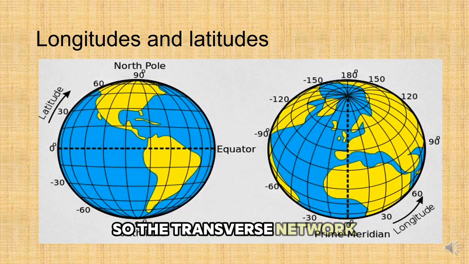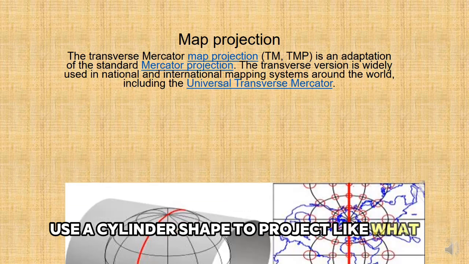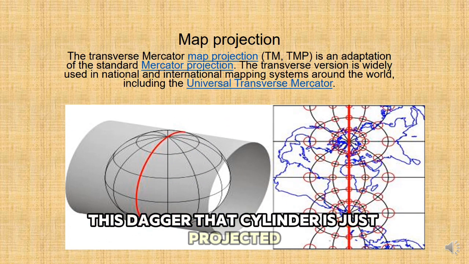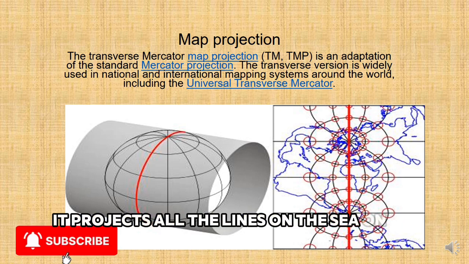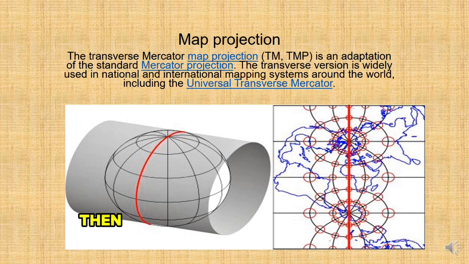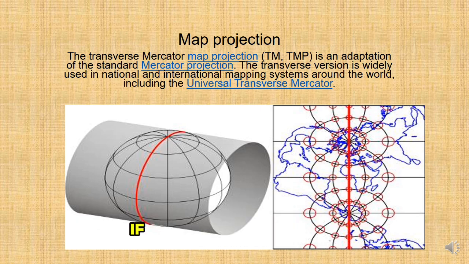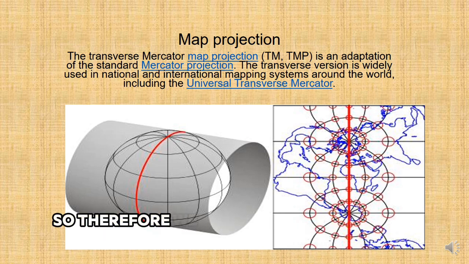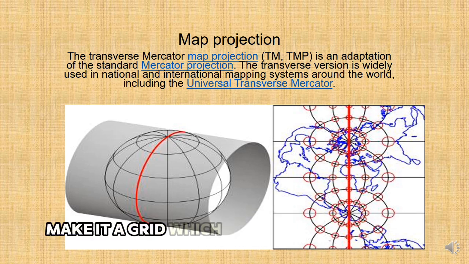So the transverse method uses a cylinder shape to project, like what is shown on this diagram. That cylinder projects all the lines on the sphere on its surface. Then if we open that cylinder, it becomes a two-dimensional map. So therefore, we produce what we call a transverse Mercator grid, which I'm going to show you on this diagram.